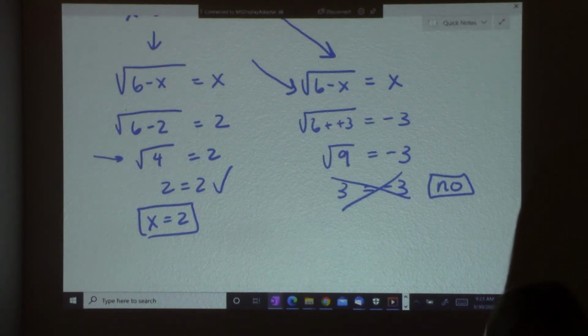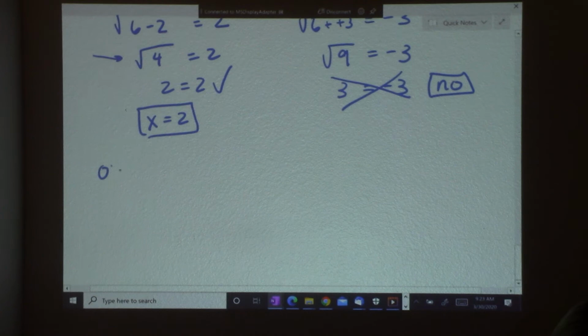Only 2. So you see, we practiced doing all of those checks, but it didn't actually come in handy until this problem, number 4. But because we've been doing it, it became natural, part of the process. Okay, so let's go ahead and do some on your own.